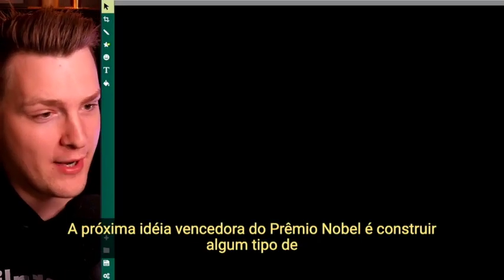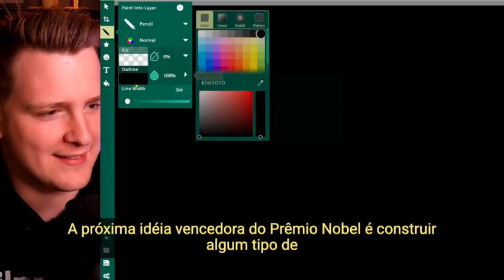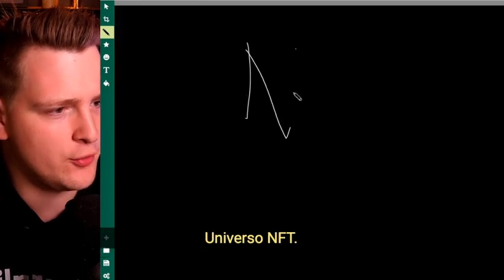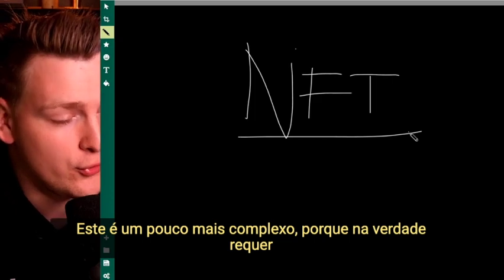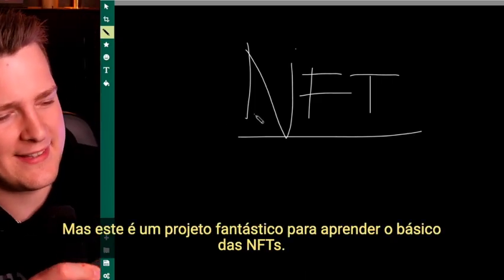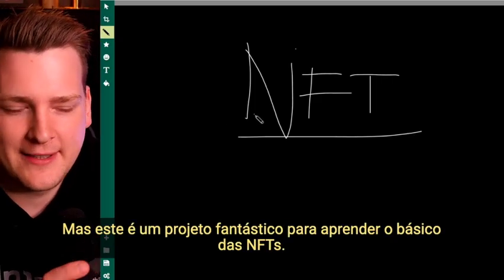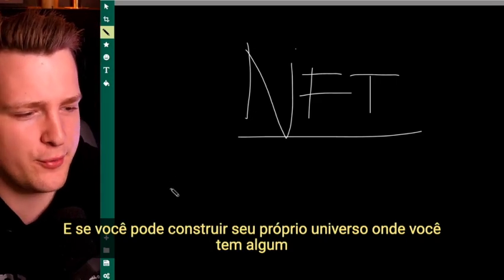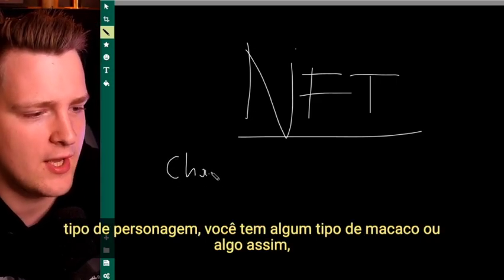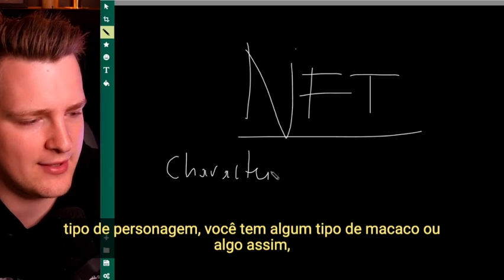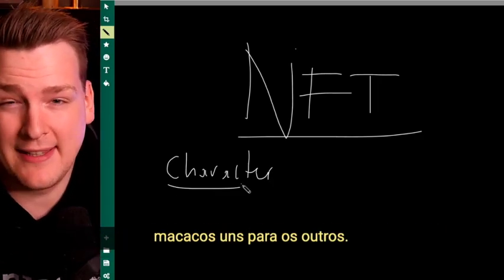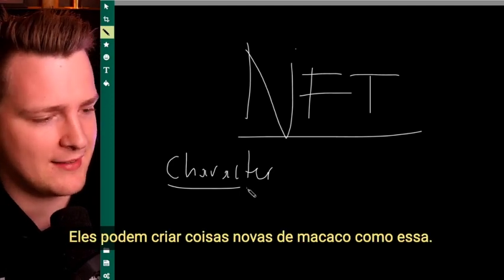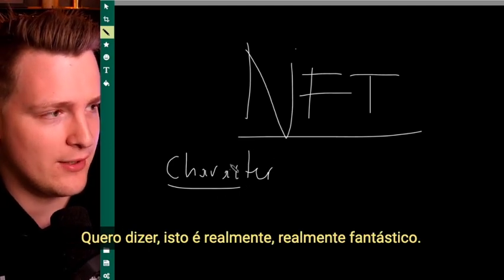The next Nobel Prize winning idea is to build some kind of NFT universe. This one is a bit more complex because this actually requires you to write smart contracts, but this is a fantastic project to learn the basics of NFTs. And if you can build your own universe where you have some kind of characters, you know, some kind of monkey or something, you publish it on the blockchain, and then people can send monkeys to each other, they can breed new monkeys, stuff like that. I mean, this is really fantastic.